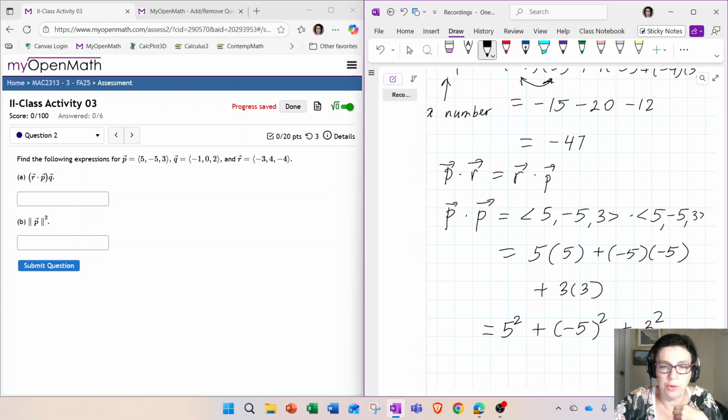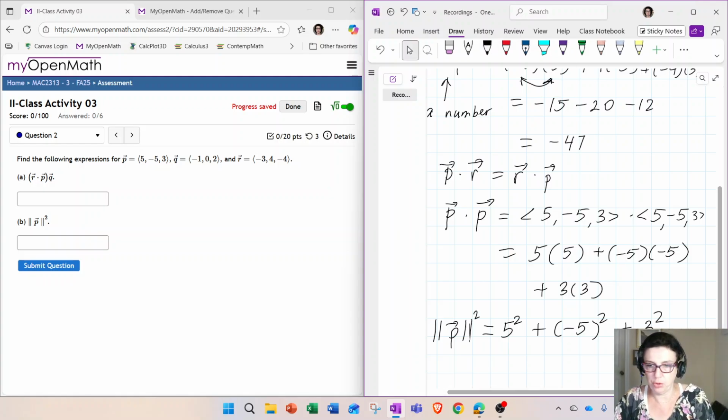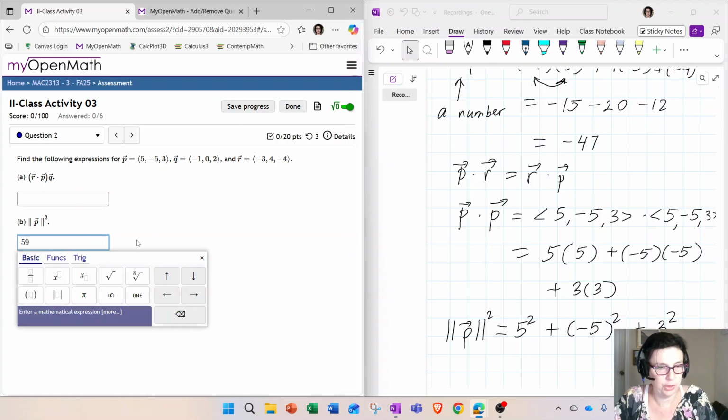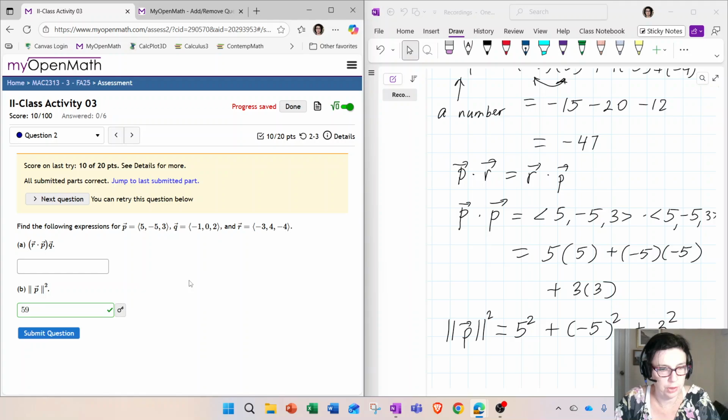So the property of the dot product is if you dot a vector with itself, you're going to get the magnitude of it, but it's going to be squared. So this is magnitude squared, okay? So that's how we get this part. So this is going to be 25. Remember, when we square a negative, that goes away. So 50 plus 9 is 59. So that goes here. Let me just check to make sure this is right. Okay.